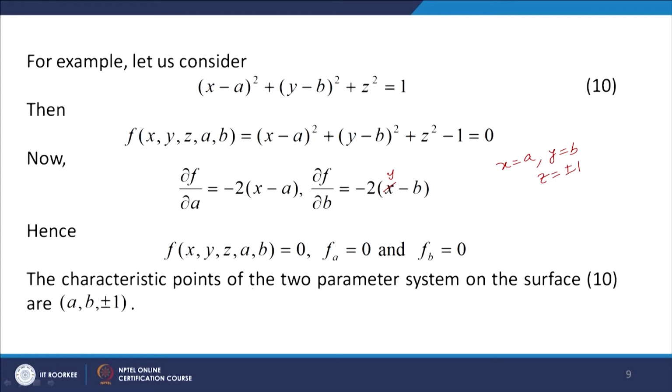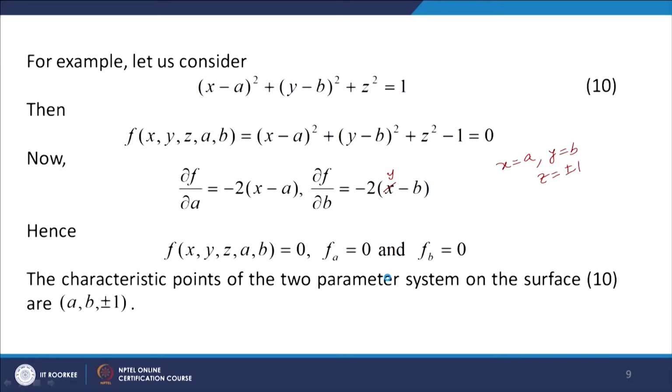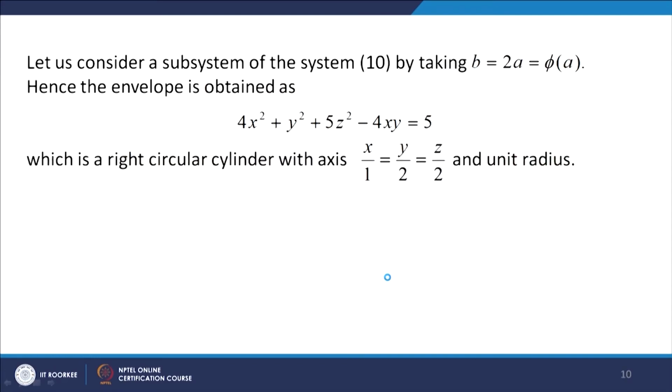So, the characteristic points of the two parameter system on the surface 10 are a, b plus minus 1. Let us consider a subsystem of the equation, subsystem 10. Let us consider a subsystem of this system by taking b equal to 2a. Then let us find the envelope of that surface.